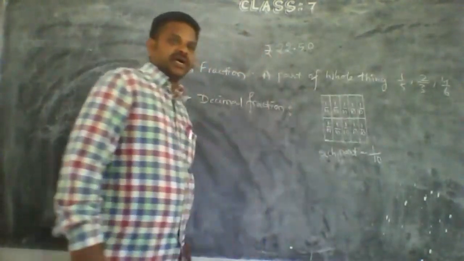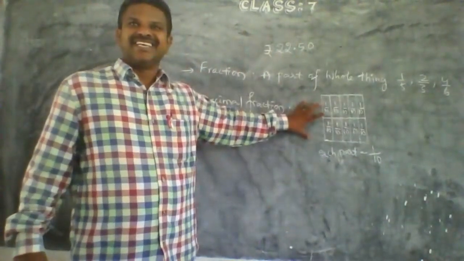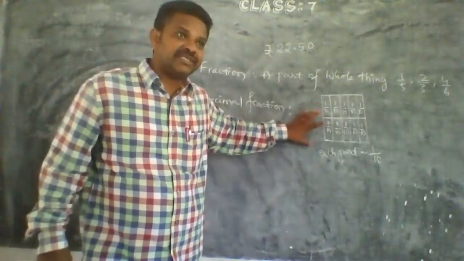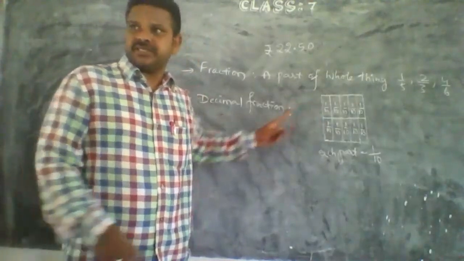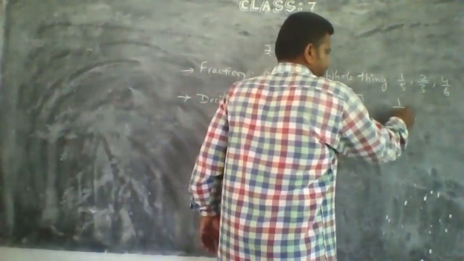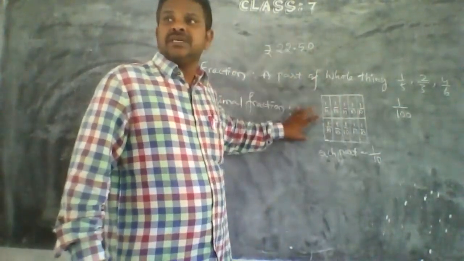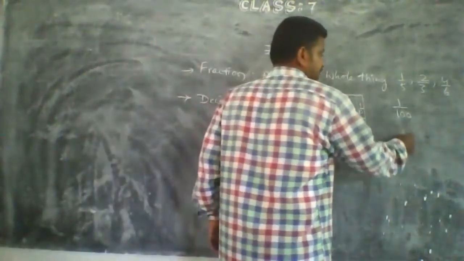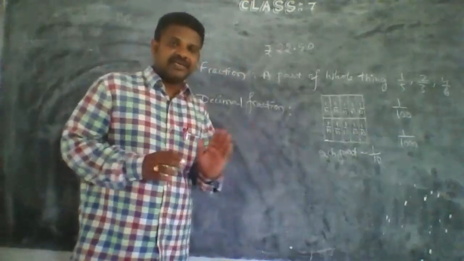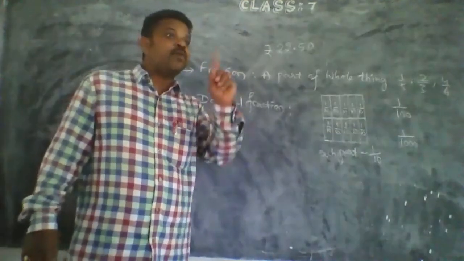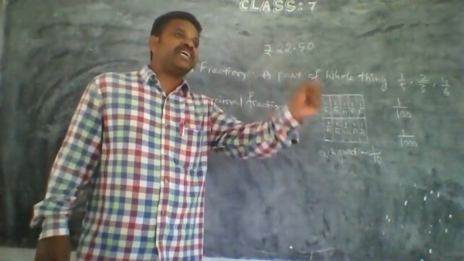If I divide this into 100 parts, what does each part represent? 1/100. If I divide it into 100 parts, each part is 1/100. If I divide this into 1000 parts, each part is 1/1000th. So here deci means 1/10 part of a whole.